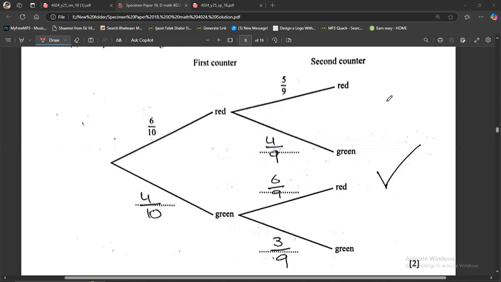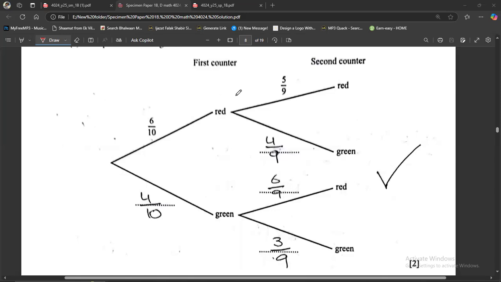Okay, so we were talking about this tree diagram. There are 6 red and 4 green. At the first position, we will take out the red. Its probability will be 6 by 10. And if we take out green at the first position, its probability will be 4 by 10.